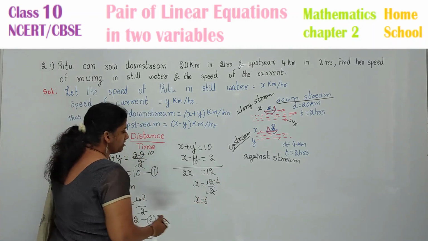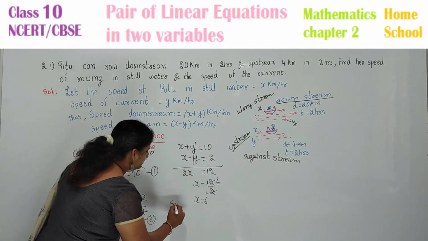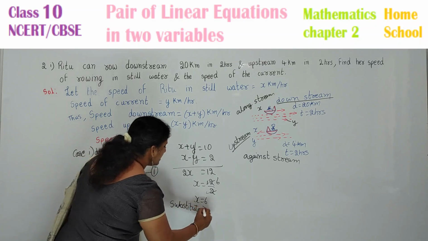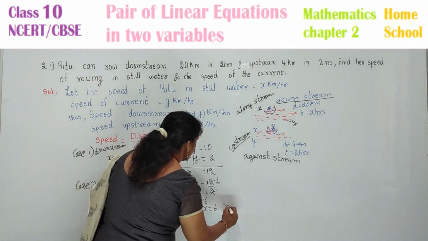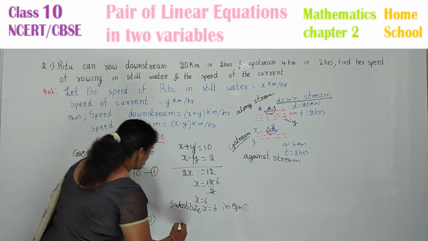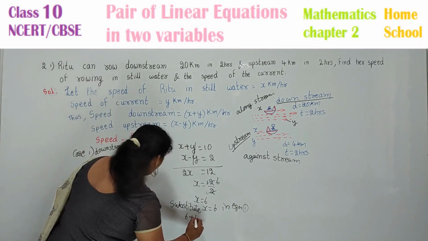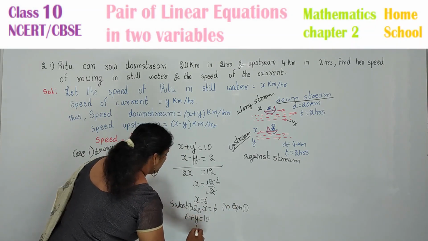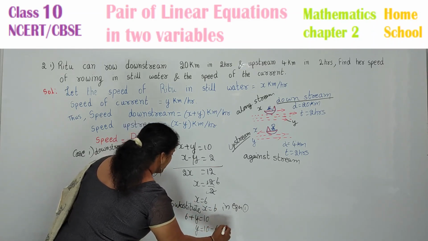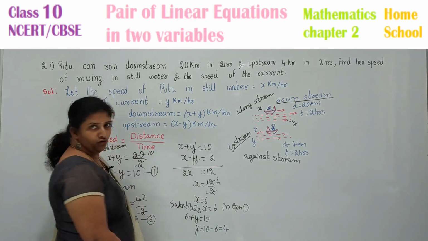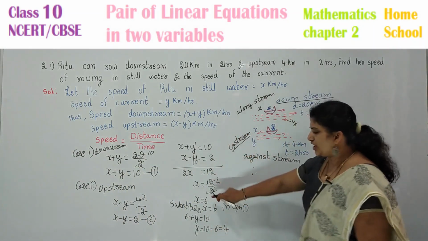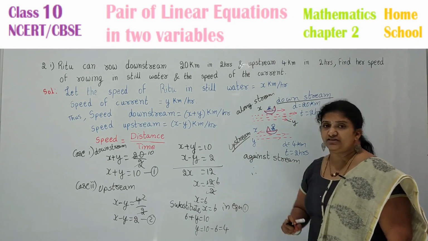Now substitute this x value in the first equation. Substitute x is equal to 6 in equation 1. What is your equation 1? 6 plus y is equal to 10. y is equal to 10 minus 6, that will be 4. Finally, what can you say, children? Therefore, your x value is 6 and y value is 4.